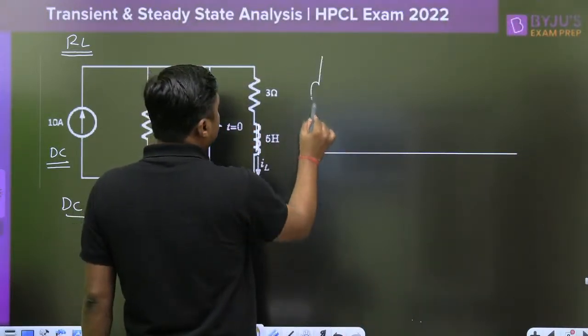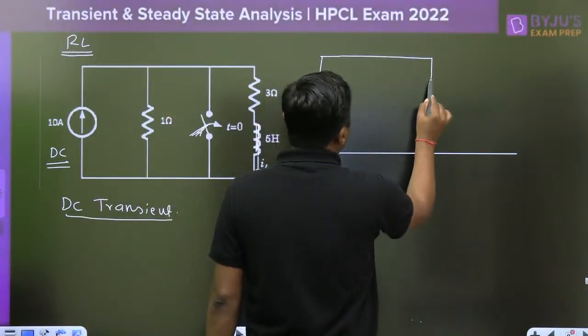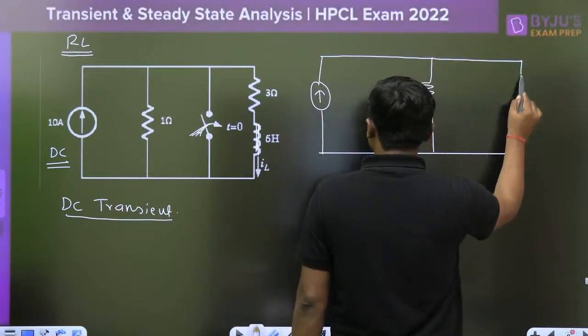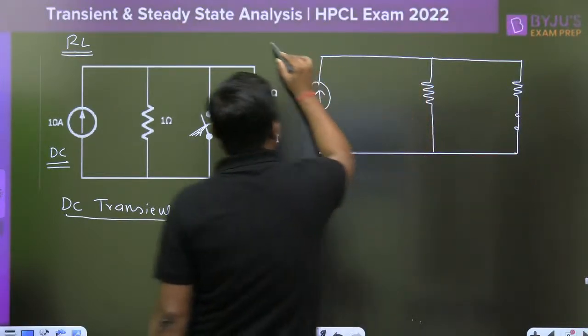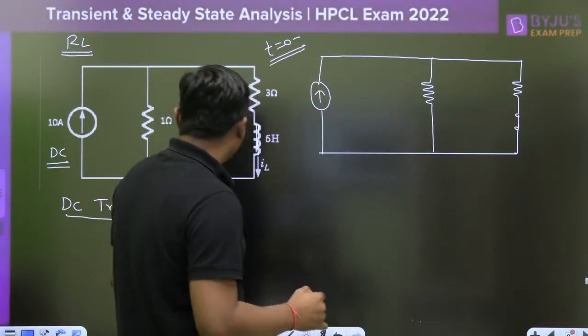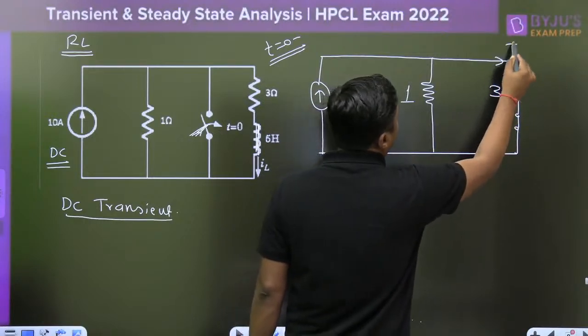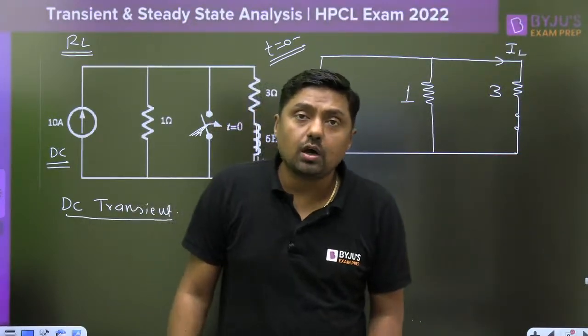This is a 10 ampere current source. This is a 1 ohm resistor, and this is an inductor. This will act as a short circuit exactly at t equal to 0 negative. The circuit is under steady state, and this is the 1 ohm, this is the 3 ohm. You have to find the current through the inductor.